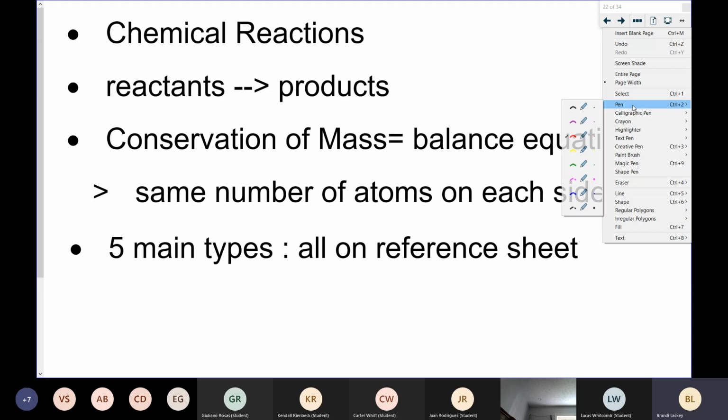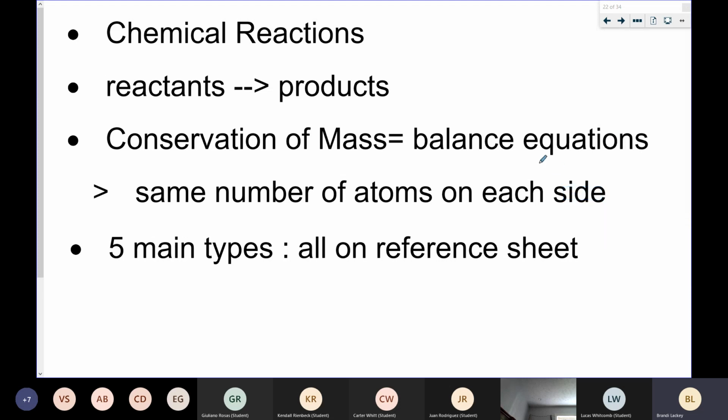I'm going to have to switch back to blue. I can't write in red. It makes me feel like it's bleeding.